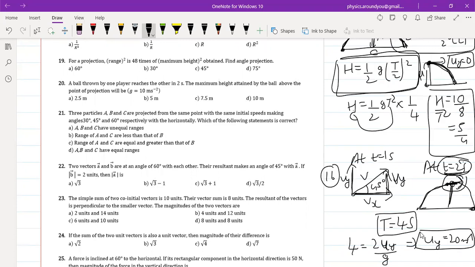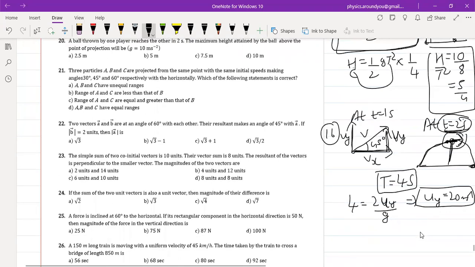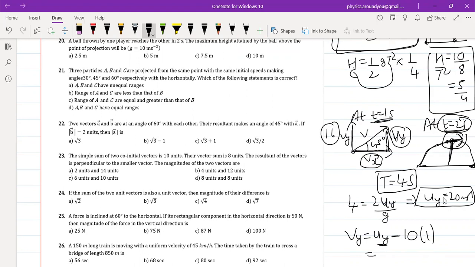Okay. Now, what further can be gathered from this? They tell that at t equal to 1 second, its both vertical and horizontal component are the same. So we know the equation Vy is equal to Uy minus Gt, where t I can put as 1. U I have found it as 20. 20 minus 10 is 10. So the vertical component of velocity at t equal to 1 second is 10 meter per second.